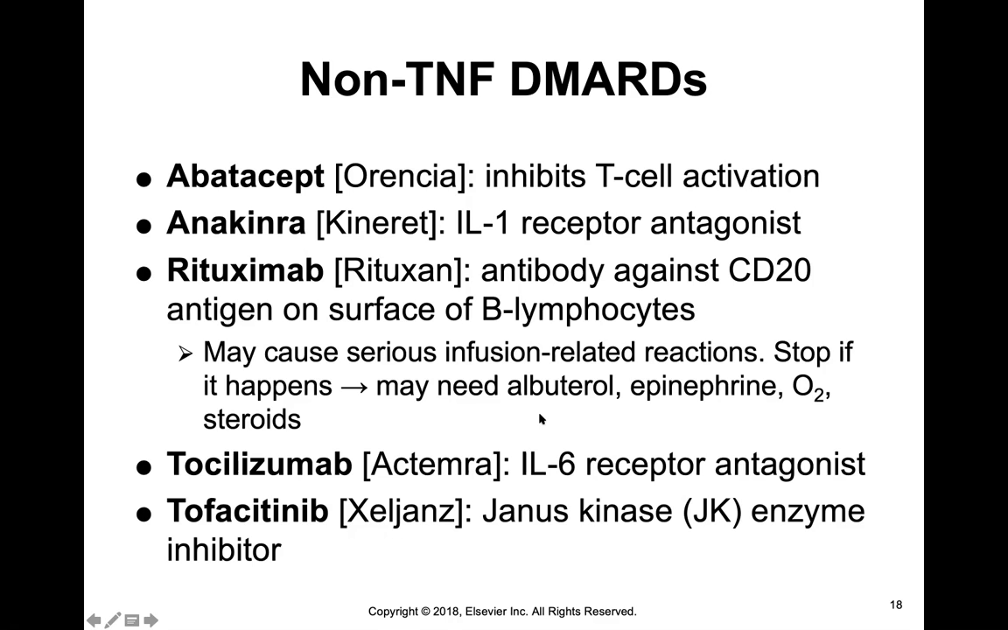Then we have tocilizumab, Actemra. It's an interleukin-6 antagonist, and if you'll remember, tumor necrosis factor, interleukin-1, and interleukin-6 are probably your top three markers that cause inflammation. And then lastly on this slide is tofacitinib, or Xeljanz. It's a Janus kinase enzyme inhibitor.